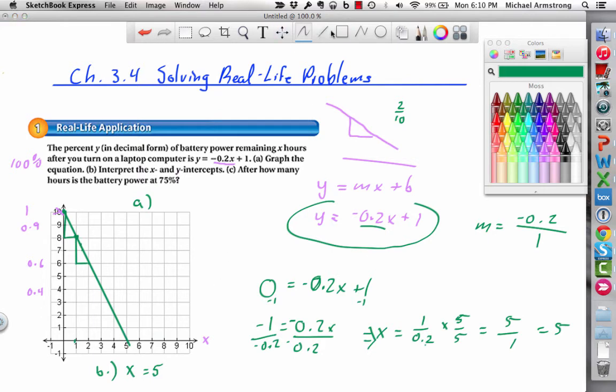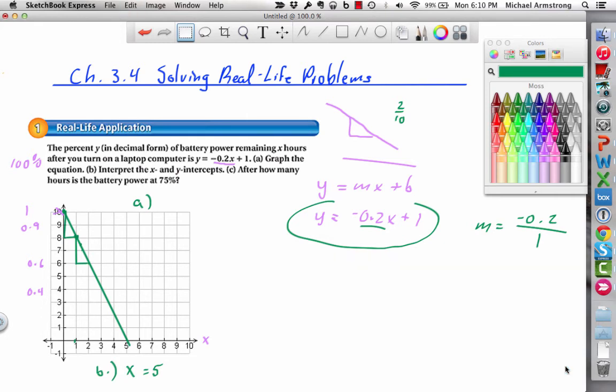If you guys will allow me, I'm going to go ahead and make some room. And we'll see what we can do. Alright, so the third part is after how many hours is the battery power at 75%? I've deleted a little bit of this. 75% is right here, and where does this line cross? Well, it crosses about right there.